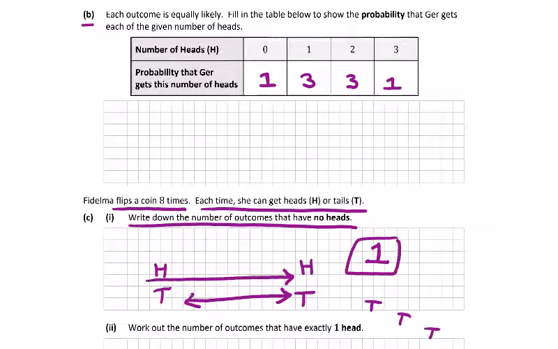I'm just flipping back up to this. I hope you're seeing that we didn't actually write in the probabilities, we just wrote in the totals. Don't make that mistake on an exam.